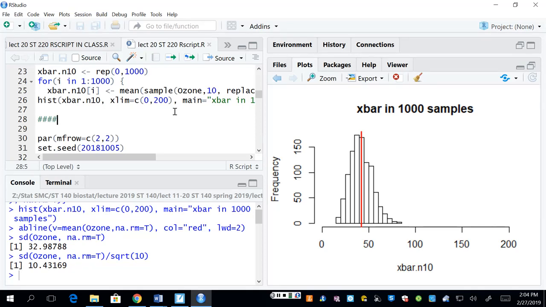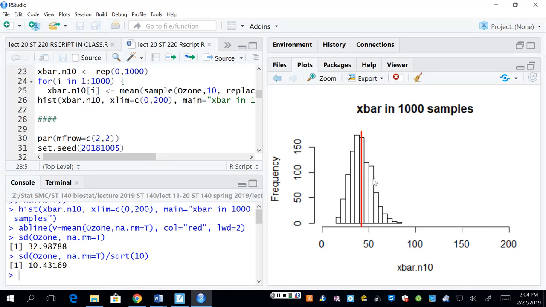We could redo this, not with a sample size 10, with a sample size, say 40. What do you think is going to happen to this sampling distribution when we go up to 40? Yeah. It's going to be more accurate. So what do you mean by more accurate?